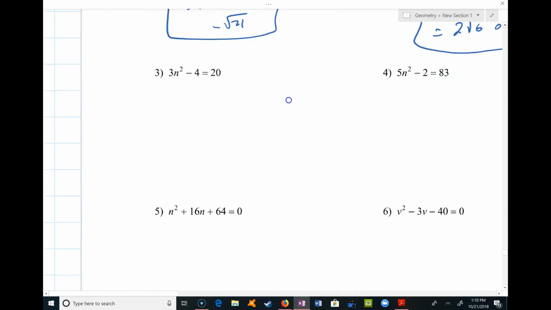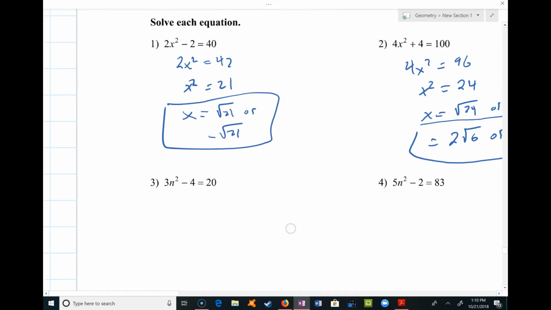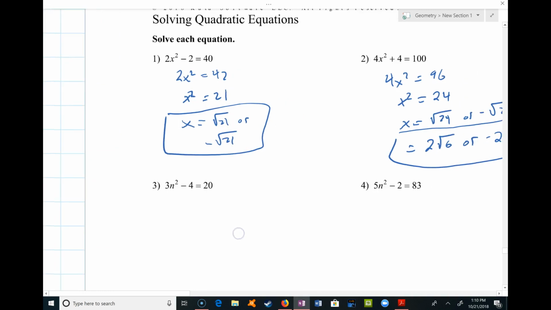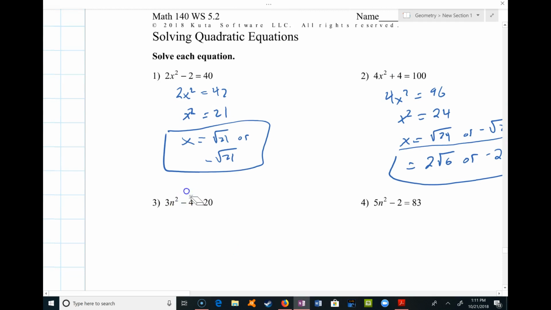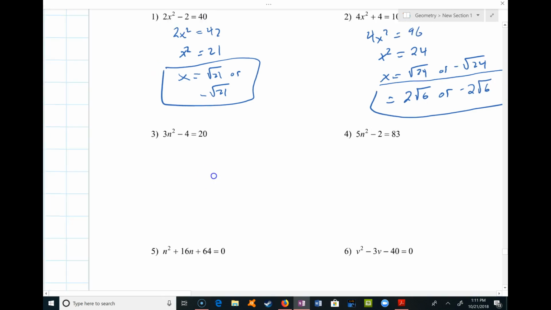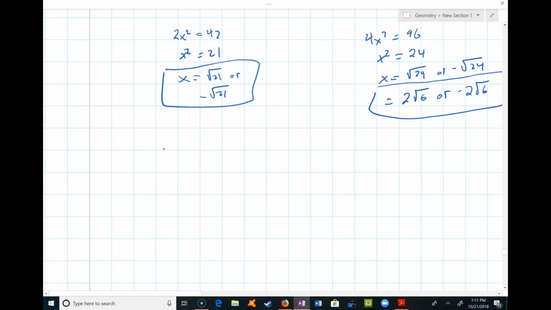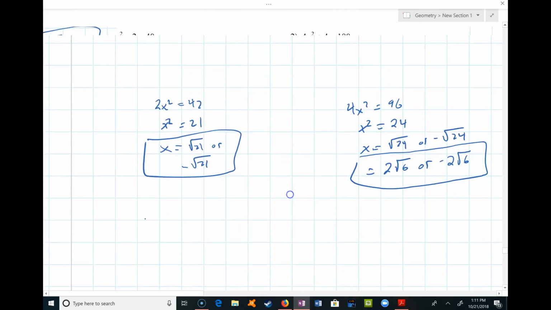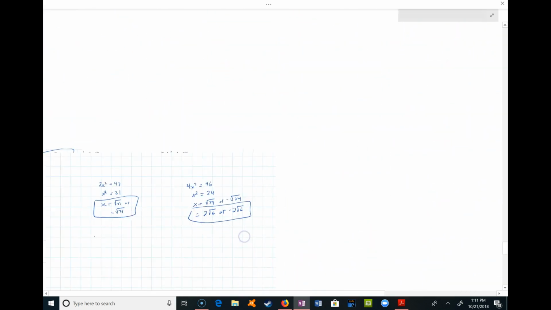Moving right along, here's another one. Add 4 to both sides, and I get 3. Whoops, sorry. What is going on with my pen? It's too big of an arc. Let's see, that would be... that's weird.